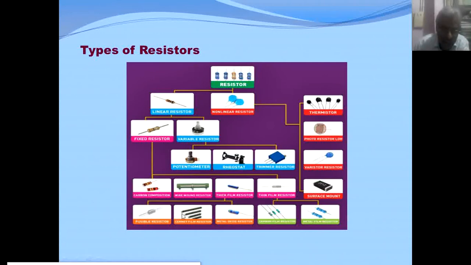Thick film resistors are further divided into different types of resistors, that are shown here. Also, thin film resistors are divided into two parts. The non-linear resistors are divided into different forms, like thermistor, photoresistors, varistor resistors and surface mount resistor. So these are the types of resistors that are used in our electronics field. I have taken this information from this site. For details you can use this site.